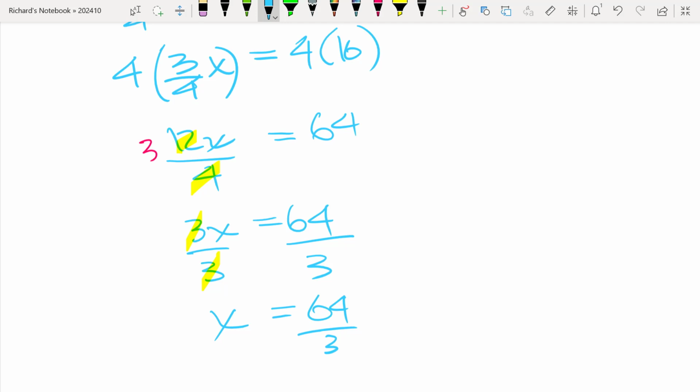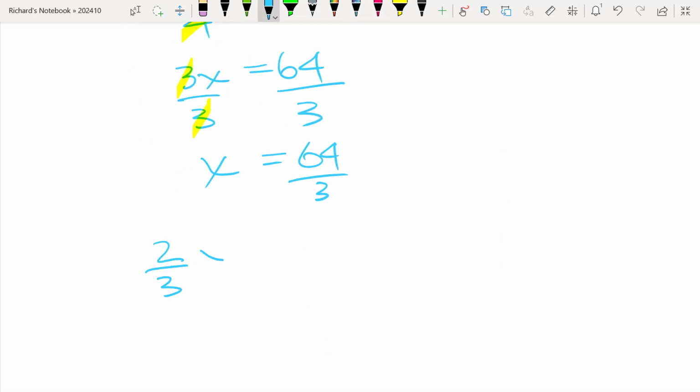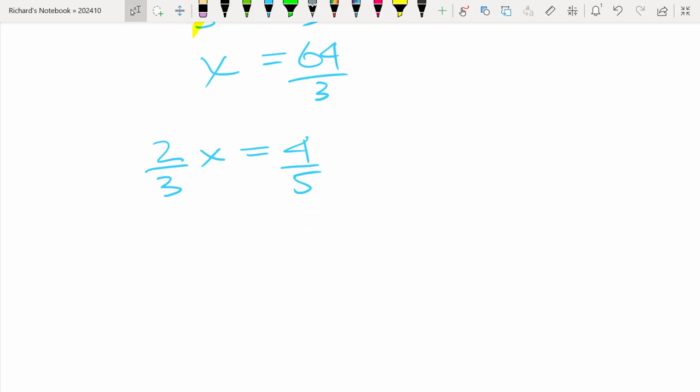What if you have a bit more of a complicated fraction? What about you have something like this? Two-thirds x equals 4/5, and you have to solve for x. Well, what I'm going to do is identify the denominator associated with the variable, and that denominator is a 3. So I'm going to multiply both sides of the equation by 3.